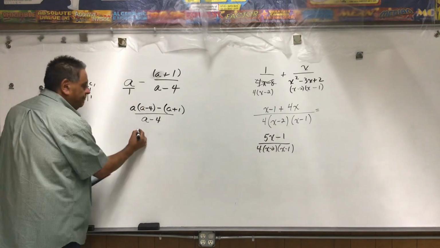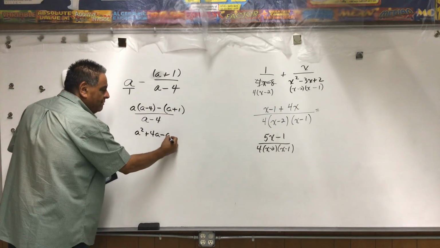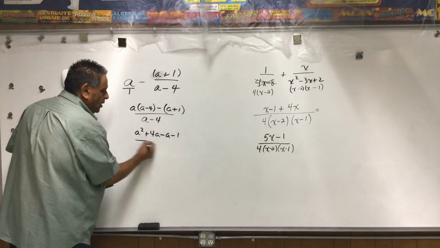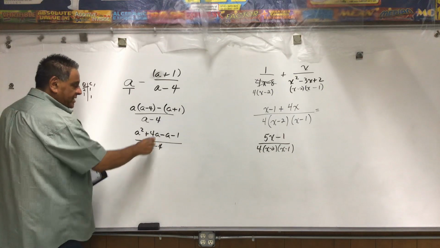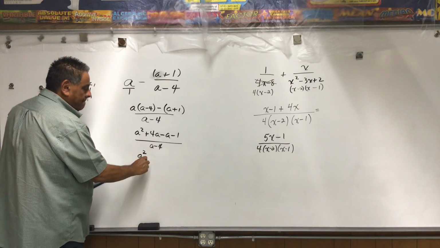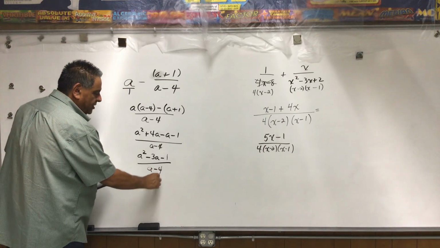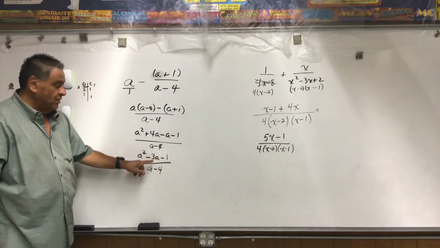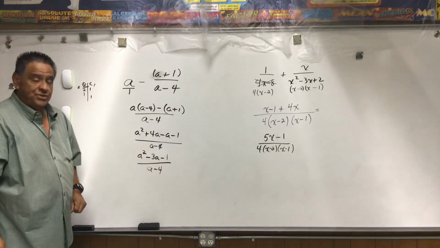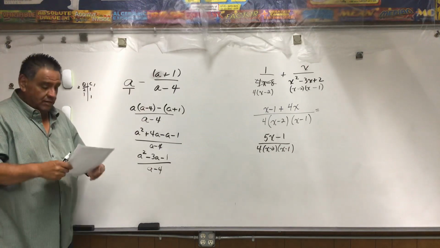So we're going to have to distribute. A squared plus 4a minus a, remember, get the opposite, minus 1 over the a minus 4. Now let's see if we can combine. Well, we can combine these two. We get a squared minus 3a minus 1 over a minus 4. Now we look, can I factor this out? Obviously not, because there are no factors of 1 that will give me 3. So that'll be our answer. So these you're going to leave in fractional form. You're not going to get rid of the fraction of that, okay?